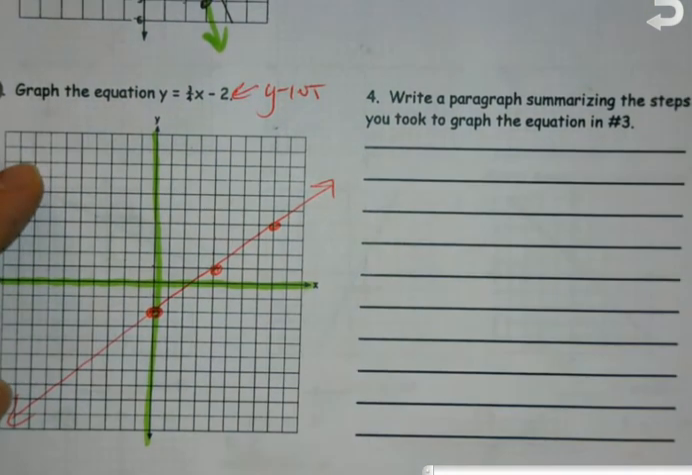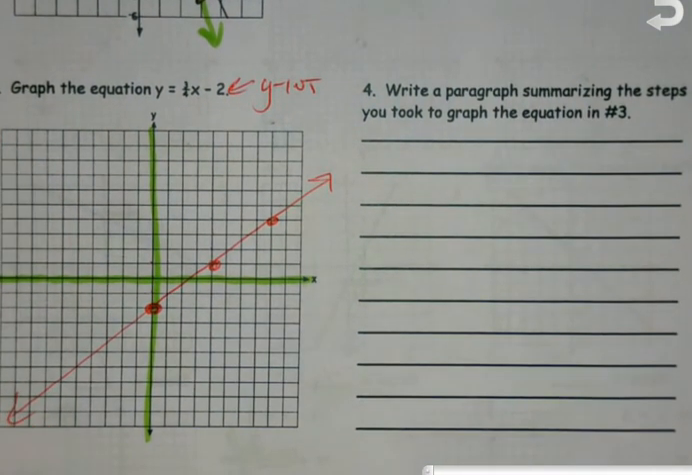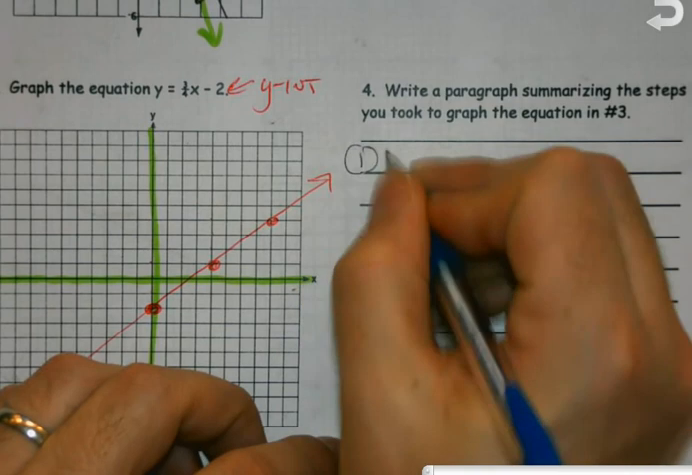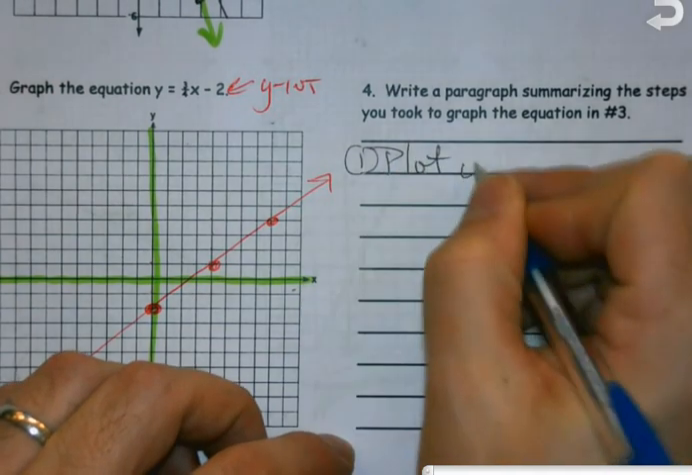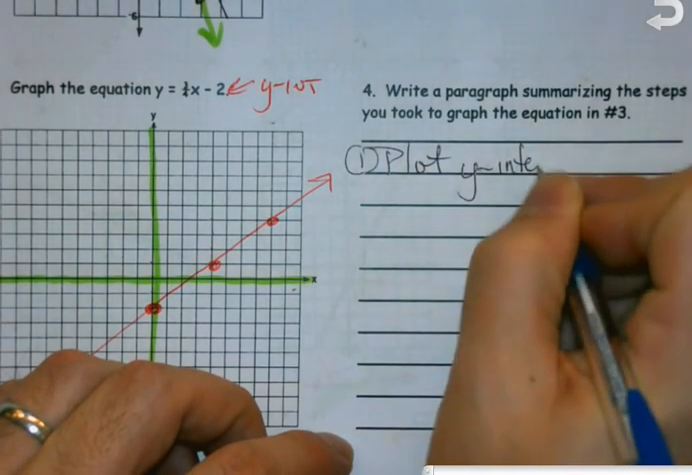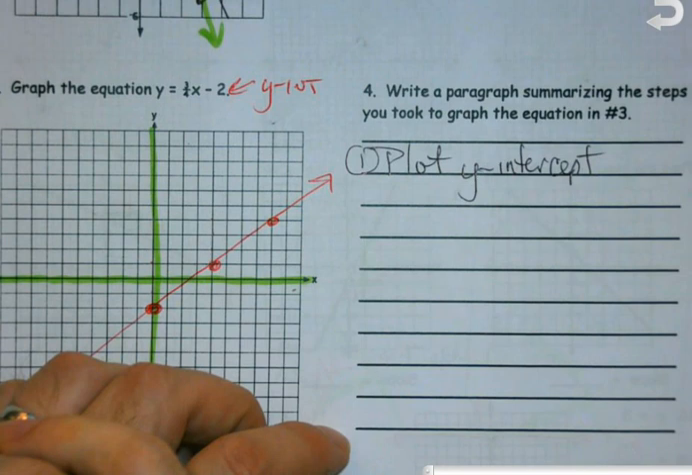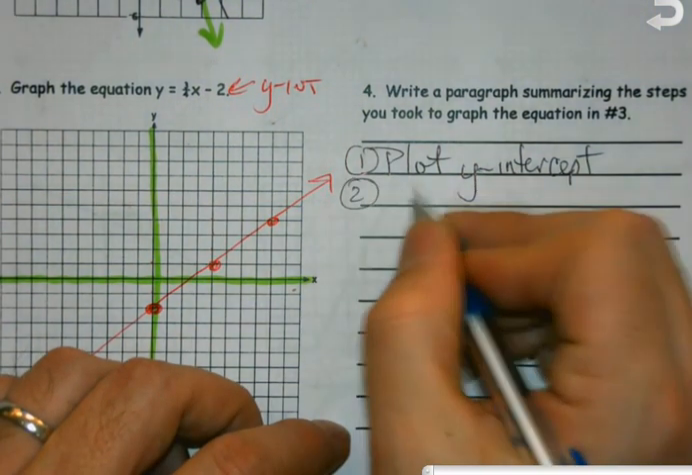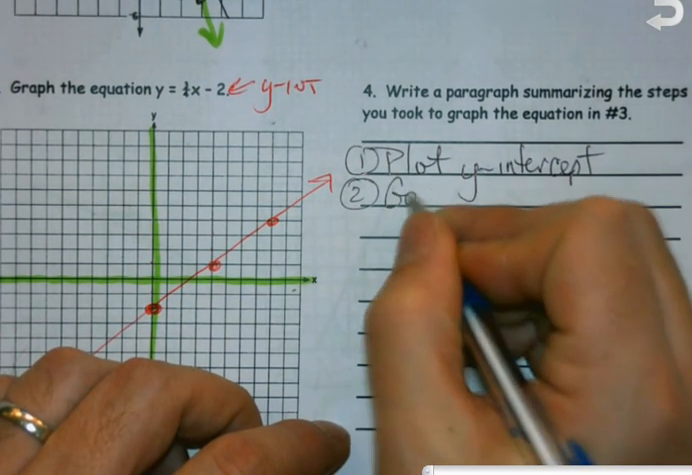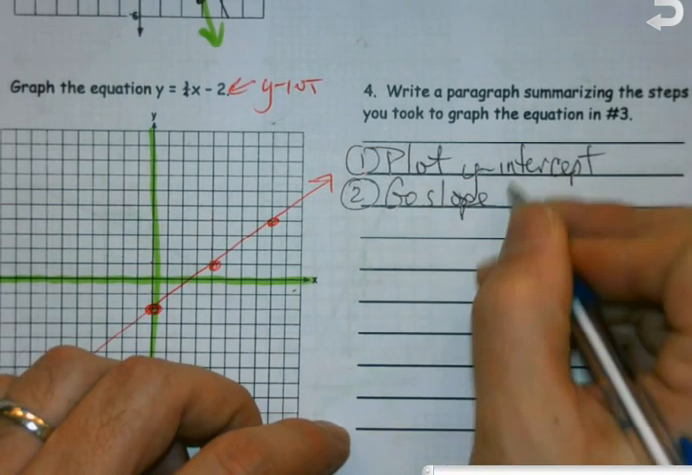Now, it says write a paragraph. Okay, I'm not going to go to a paragraph, but when you're graphing a line, what do you do? Okay, plot the y-intercept. We're going to do this more like a business model. We're just going to do PowerPoint points. Perfect. Okay, go slope, and that's perfect.